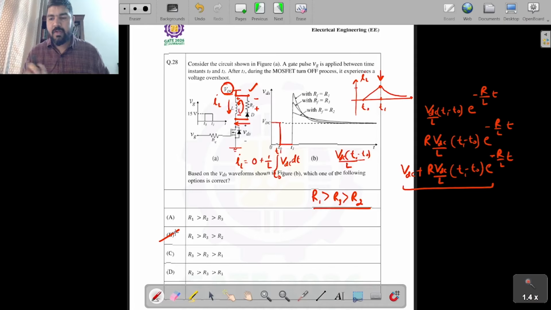I hope you understood it. So this was again a very simple switch based problem. Okay, so let's move to the next question. The next question is from electromagnetic field theory, question number 32.